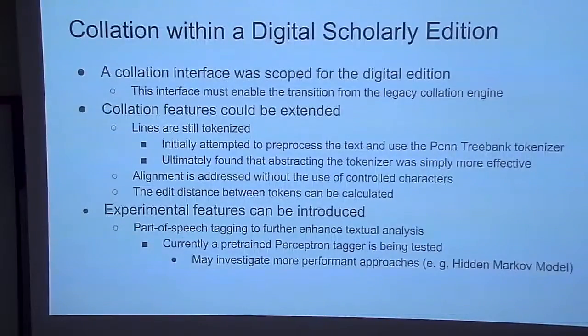Now, obviously, scoping a collation interface for the digital edition seemed absolutely necessary for our stakeholders. It would provide us with the opportunity to extend the collation features currently offered through this FoxPro program. So what we were looking to implement: we would still tokenize lines. We initially attempted to pre-process the text and use the Penn Treebank tokenizer. We found that working with a custom tokenizer, and abstracting the tokenizer so that the end user can select it for any given collation job, was a bit more advantageous. Alignment is addressed without the use of these controlled characters that one sees. And finally, the edit distance between the tokens can be calculated. One doesn't rely solely upon visualization in order to distinguish between variations in the text.